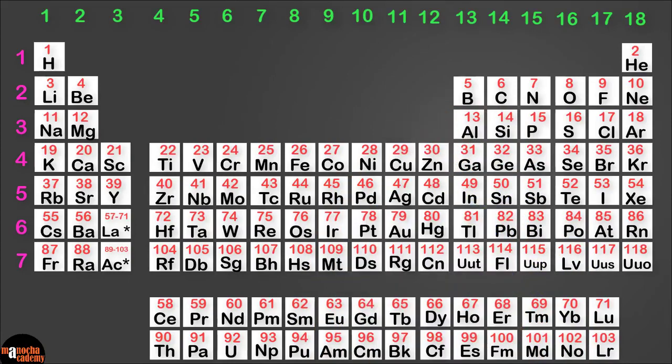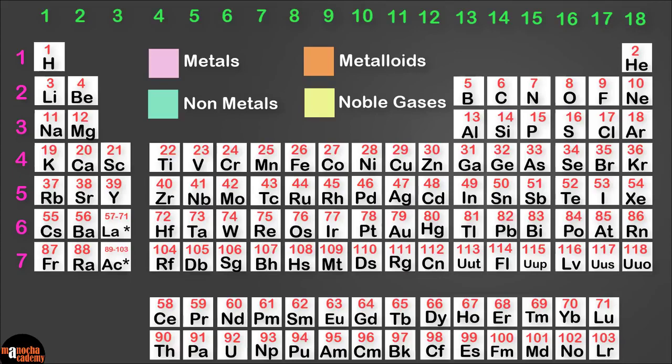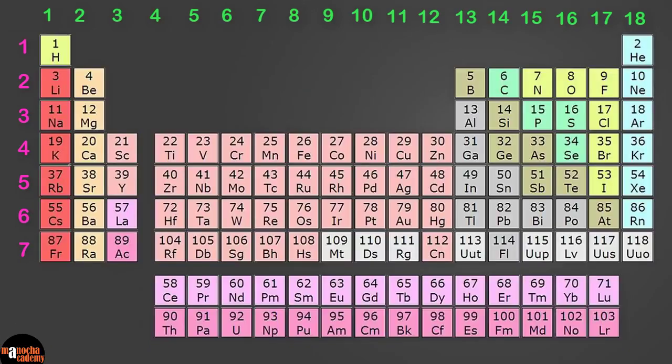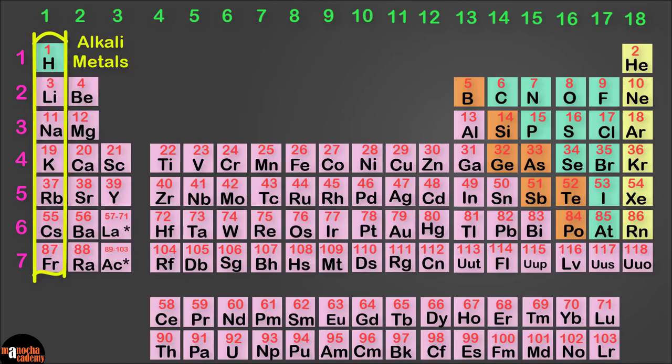First, let's color the 4 broad categories of elements: metals, non-metals, metalloids and noble gases. Now our periodic table looks more colorful, right? But you might have seen some other periodic tables which have more colors and some different colors in different groups, like this picture here. So let's take a look at some of these groups because they have some special names. The group 1 elements are called alkali metals because these form strong alkalis with water.